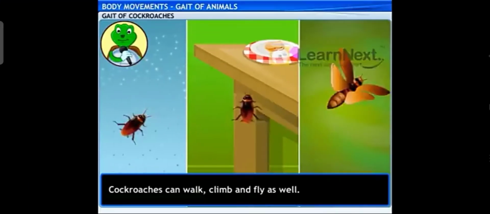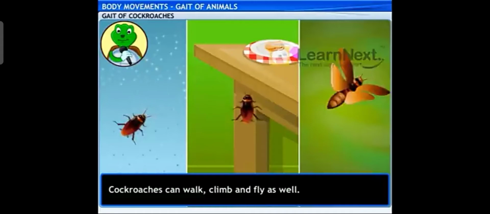Okay, so now we have learned about earthworm and snail. So what is the next animal or insect? Yes, cockroach. I think you have seen lots of cockroaches in your house, isn't it? So what is the special nature of the cockroach?